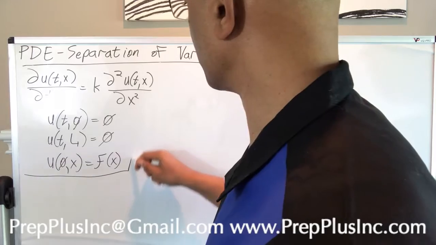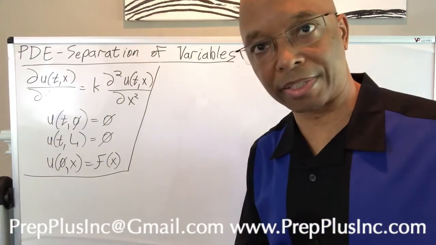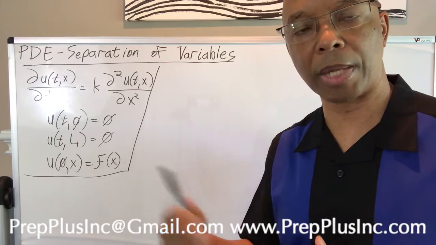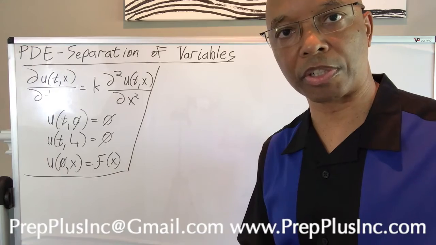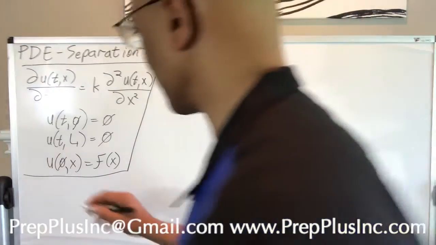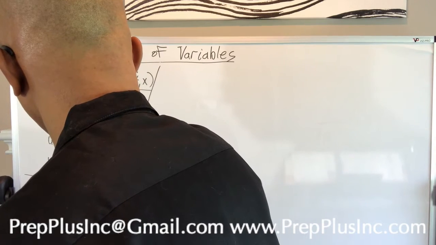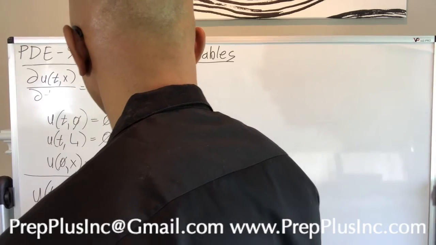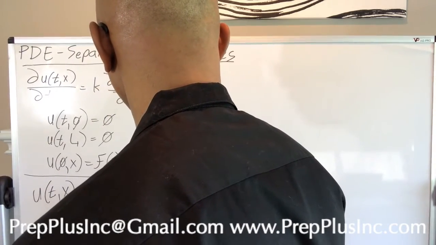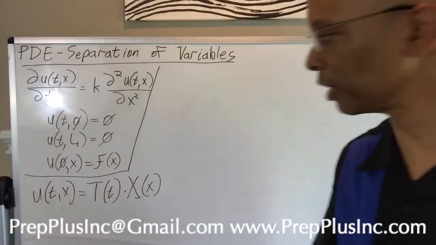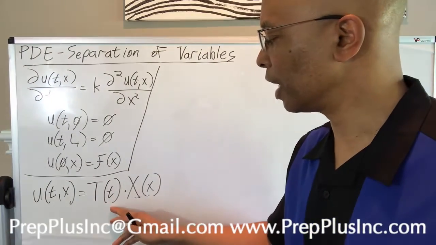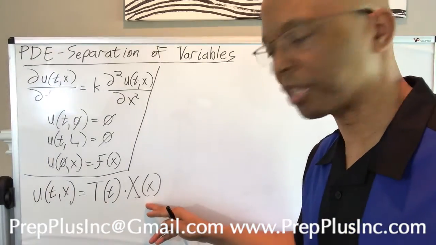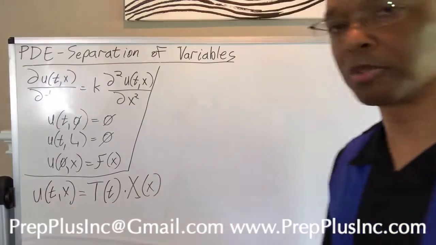First off, we're just going to make a guess that the solution is the product of two functions. One is a function strictly of time, the other is just a function of space x. So we're going to guess a solution of the form T of t times X of x. We're guessing a solution that is a product of two functions, capital T, which is just a function of time, and capital X, which is just a function of space x.